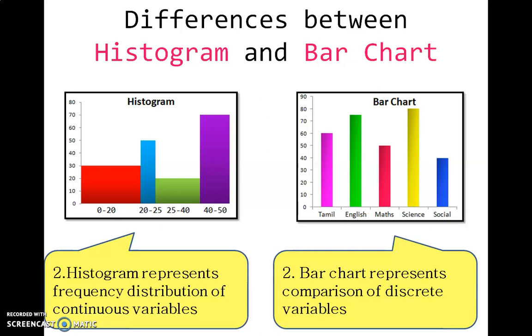In the histogram shown in the picture, the class intervals 0 to 20, 20 to 25, 25 to 40 and 40 to 50 represent continuous variables. In the bar chart shown here, the discrete variables are the subjects and the chart is used for comparing the marks scored by a student in each of the subjects.